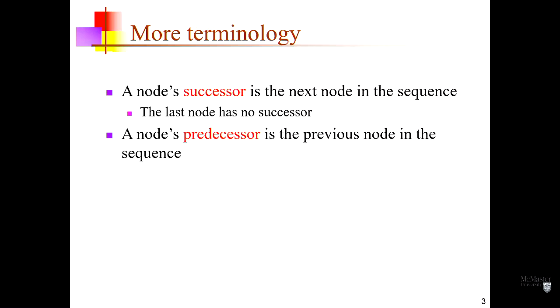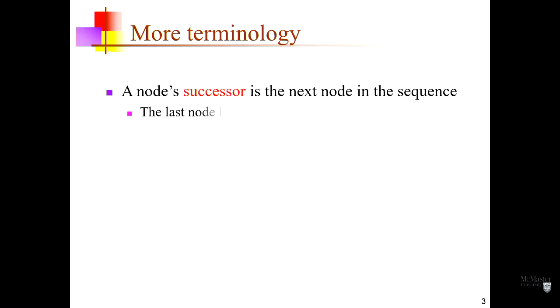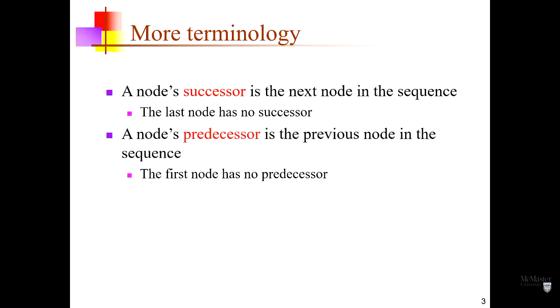So let's take B. The successor of B is C, right? But the predecessor of B is A, because A is pointing to B, and B is pointing to C, regardless of whether you have this link backward or not. The first node has no predecessor. This is your head, and the last node has no successor, right? It just has a null.